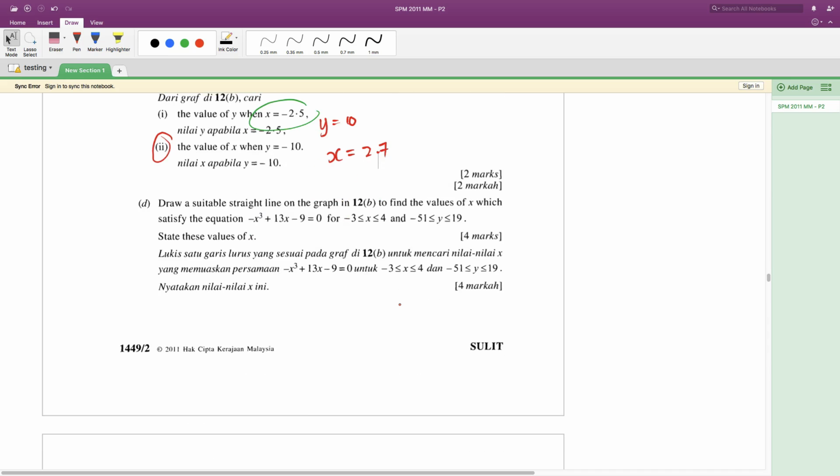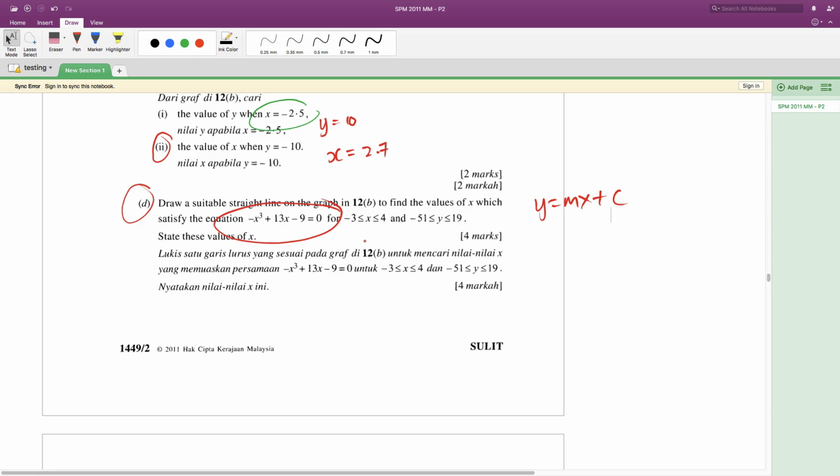Okay, then this is the last part. Most of the students just so worried about this part. Draw a suitable straight line on the graph 12b to find the values of x that satisfy the equation. So whenever you want to satisfy the equation, whenever we call equation, the things must have y and x. So in this case, the straight line must be y equals to mx plus c. The problem is the whole equation here I circle with the red color one do not have any y.